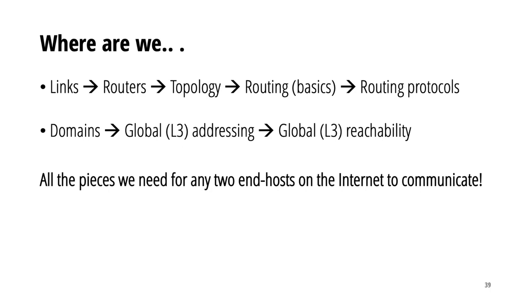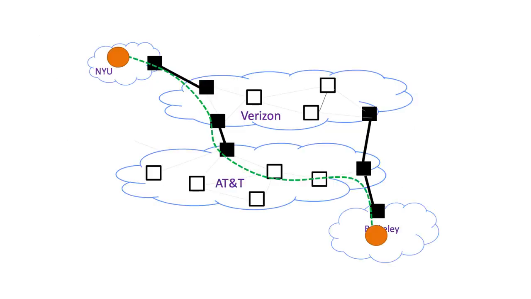Okay, so where are we? We went kind of bottom up. We went from links to routers to topologies, intra-domain routing, inter-domain routing, which has a very different set of concerns. It has to do with the administrative setup of the internet and how addressing is done. And so at this point, we actually have all the pieces we need for any two hosts on the internet to communicate. Okay, so you should be able to take a picture like this and step through: where did NYU get its address from? How did NYU learn about Berkeley's address?